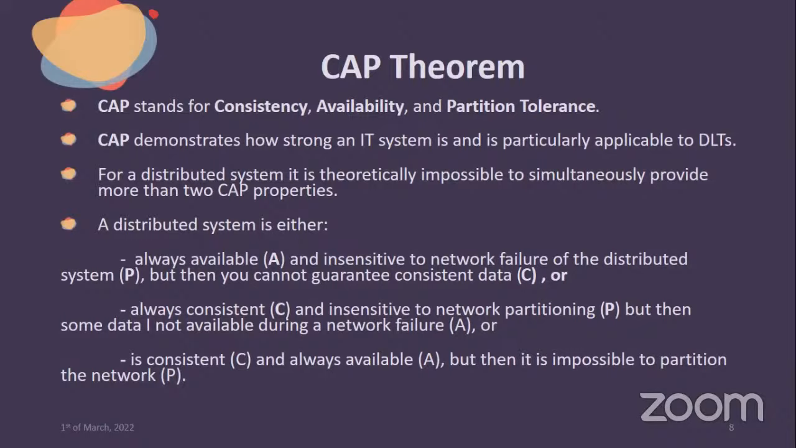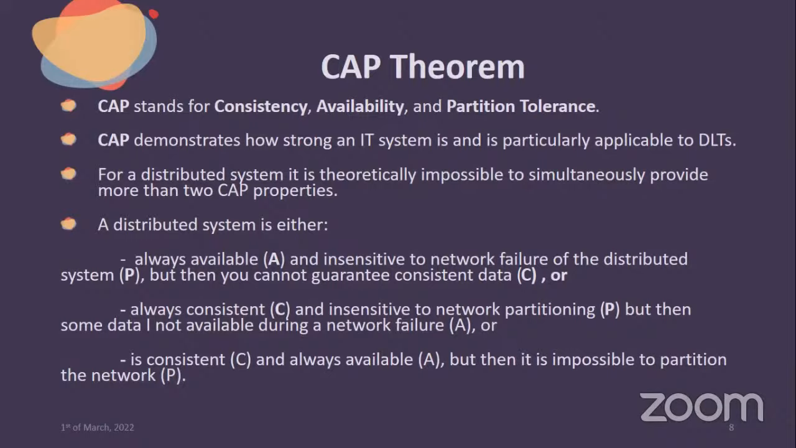Bitcoin has had zero downtime because it's partition tolerant, which means that any node can go down without the whole network going down, because it's a decentralized network. And the data is always available because you can always find a willing node that's able to give us data about the records. We have another case where the data is always consistent and insensitive to network partitioning, but then some data is not available during a network failure.